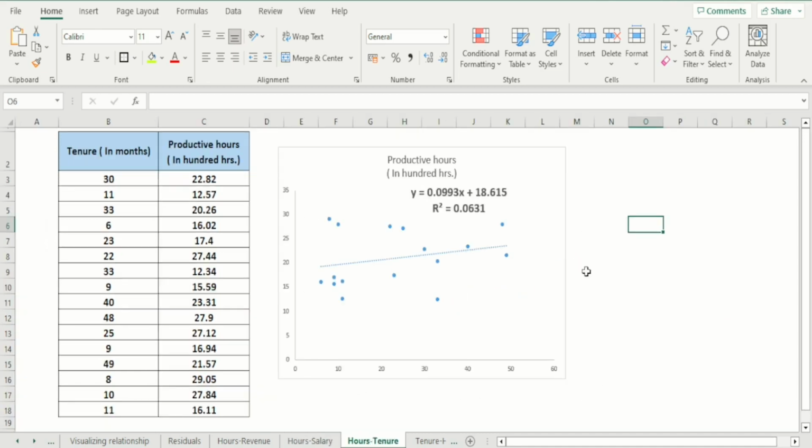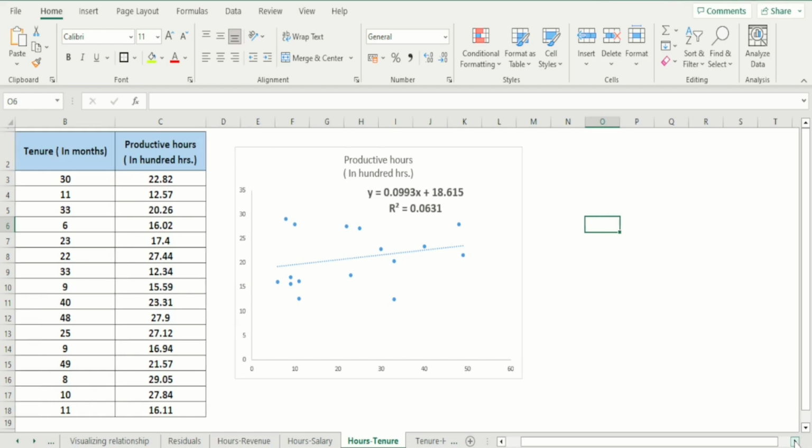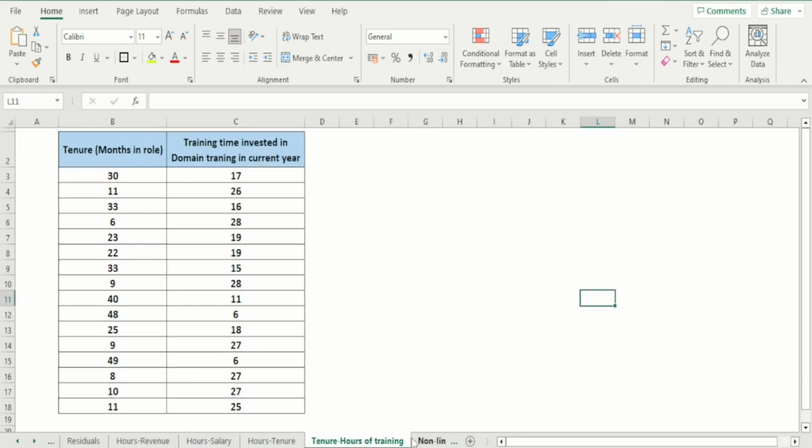So again, this is a good representation of how you interpret this. Only 6.3% of productive hours is being explained by tenure. All right, so let's move on to another example here, which is going to be this. Let's take a look at this.